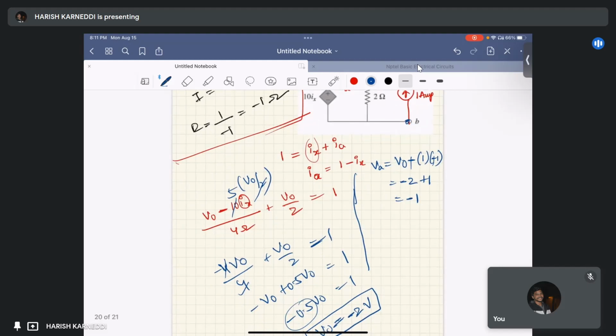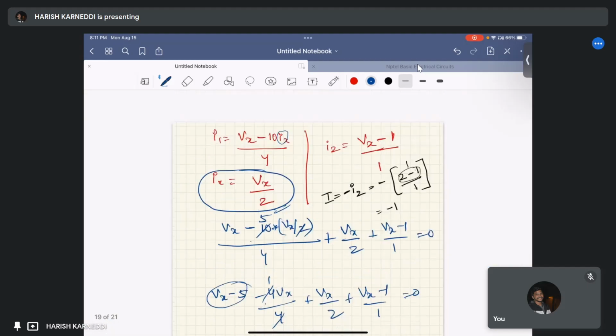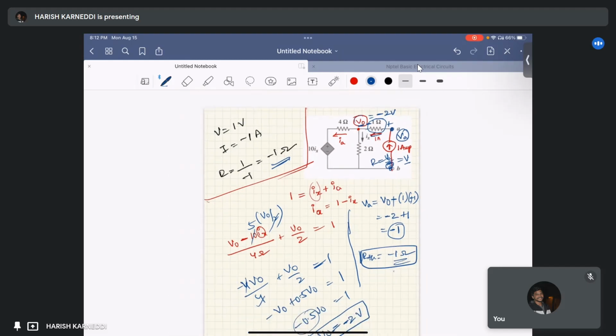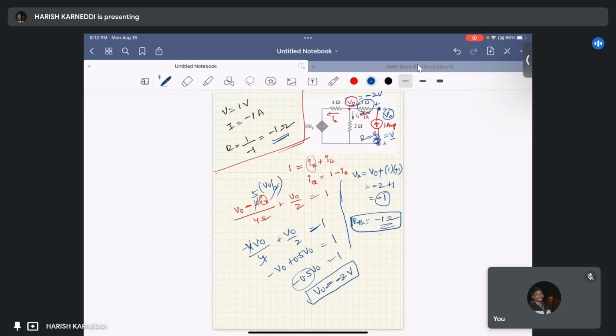So previously we already discussed that our R equal to VA by I. Our I equal to 1 here, so it is directly V, that V equal to minus 1. So that RTH equal to minus 1. In the previous case also it remains the same, that is minus 1 ohm. In the present case also minus 1 ohm. Therefore, whatever the method may be, the answer remains same. So we have to decide the method based on the complexity of the circuit.